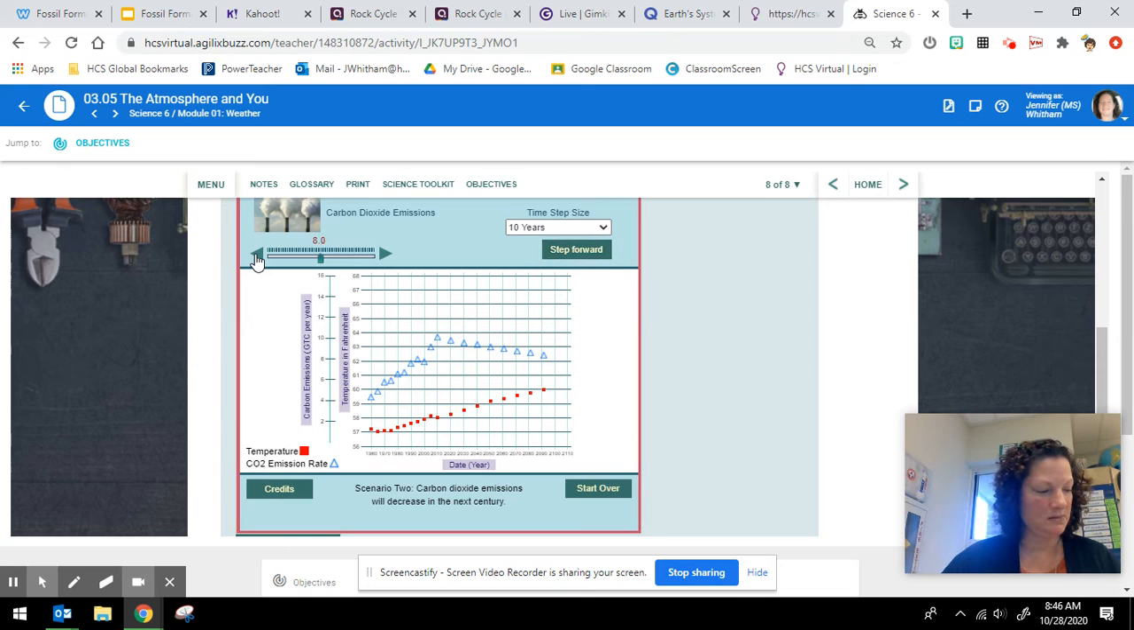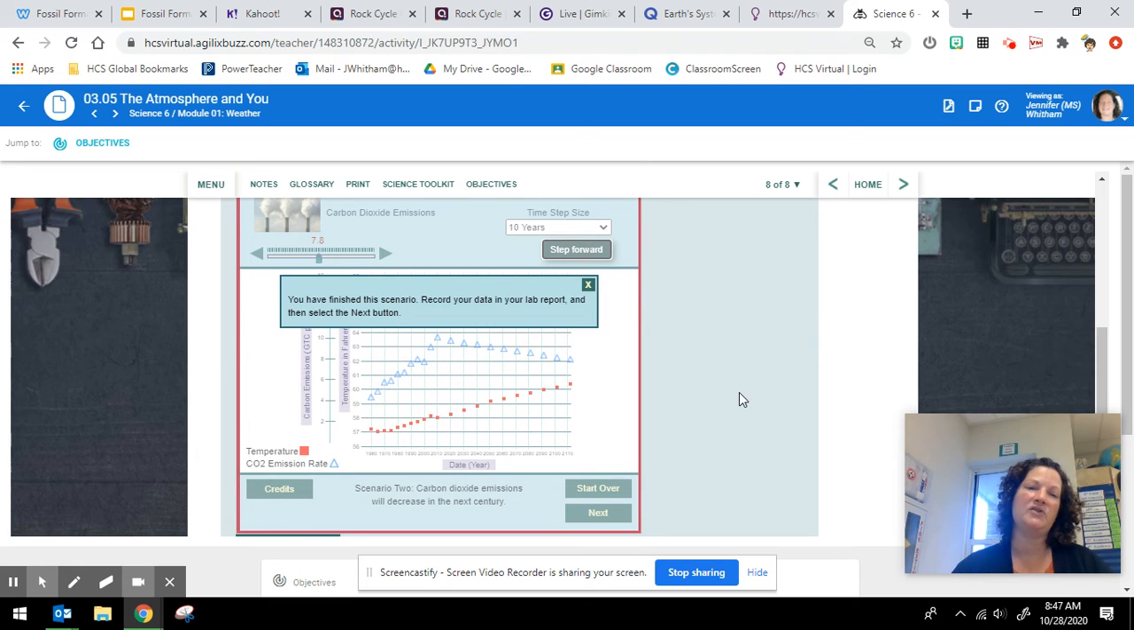Decrease again. So 2100, I have a carbon dioxide emission of 8.0. I hit step forward and I get a temperature of 60.25. Last of all, for 2110, I'm going to decrease it to 7.8 carbon emissions. Hit step forward and I get a final data point of 60.50. Hit step forward one more time. It tells me you've finished the scenario.